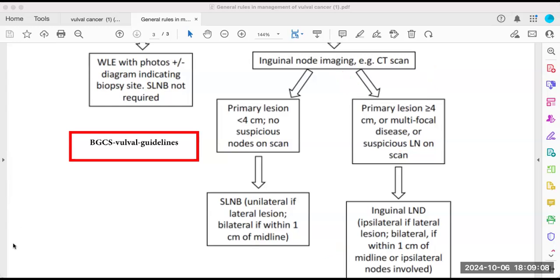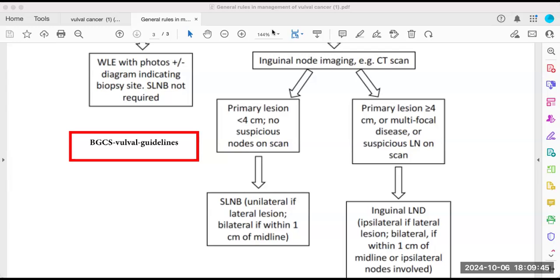So removal of the lymph nodes is according to the lesion. Centralized lesion, you need bilateral lymphadenectomy. If the lesion is lateral and 4 cm or more, or multifocal disease, then ipsilateral removal. If the ipsilateral nodes removed are found to be positive, go back and take the other one, bilateral.